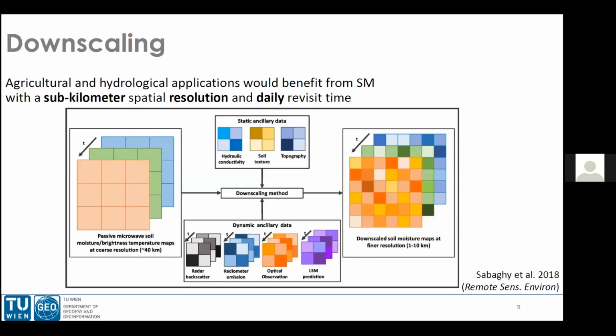So how to bridge this spatial gap? A possibility is offered by downscaling. The main concept of downscaling is to take some coarse resolution soil moisture data, and then also some ancillary information which are available at a higher spatial resolution. This can be either static over time, so soil information, topography, or dynamic. So we can have vegetation information, surface temperature, backscatter, and so on. And then combine all of this information into a downscaling framework, which can be either a physically based one or a data-driven machine learning approach. And the main idea is that at the end we will have soil moisture information at a higher spatial resolution.